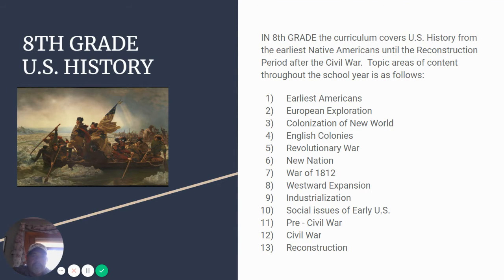Then we'll look at the European exploration, how it developed, why it developed, and what countries were involved. This will lead to colonization of the New World. So we'll look at the groups that are involved in trying to colonize the New World, namely the French, the English, the Spanish, and the Dutch. After that, we'll move into English colonies. With English colonies, we'll be looking at the 13 colonies, why they were set up, where they were located, and the type of people that were living in those colonies. This will lead eventually to the Revolutionary War.